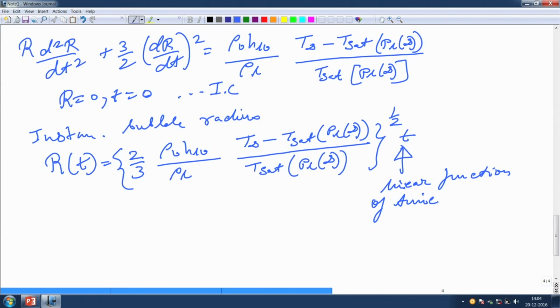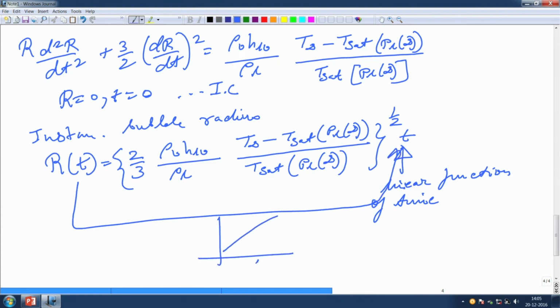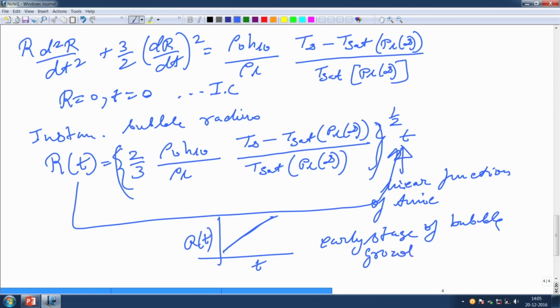Right, or in other words, the early stage of the bubble growth, it will predict something like this, T versus R, where the slope will be determined by all these quantities that you have in the bracket. But it is basically a linear function of time. This is the early stage of bubble growth for homogeneous nucleation. Now, during the later stages what happens?